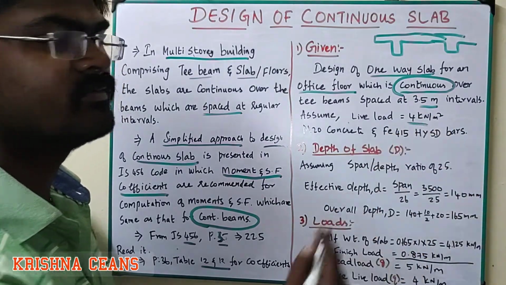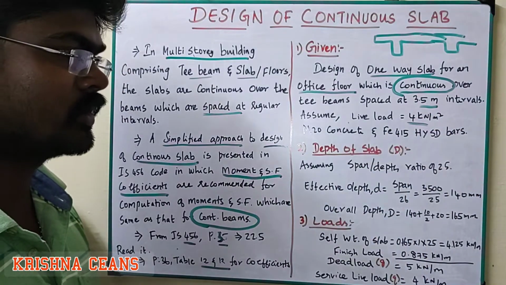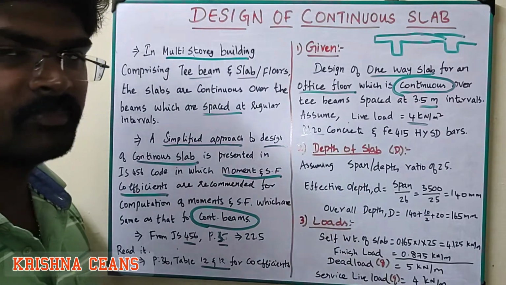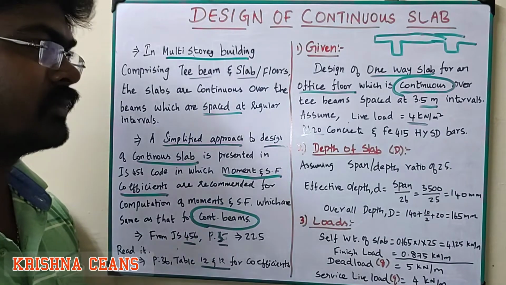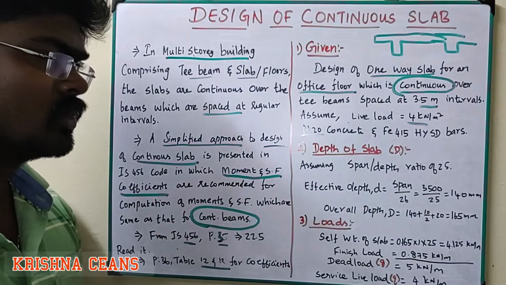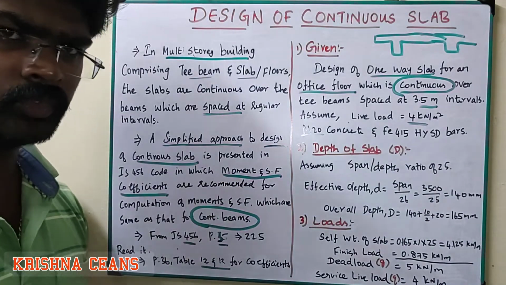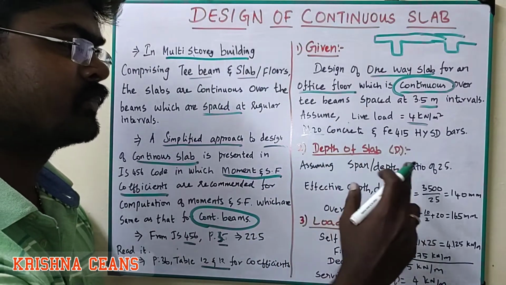So we will assume some of the loads. Live load is 4 kN per meter square. M20 grade of concrete is used. Then Fe HYSD bars we will provide for the continuous slab. Step number 2, we calculate the depth of the slab.